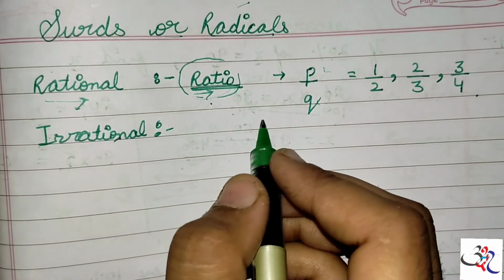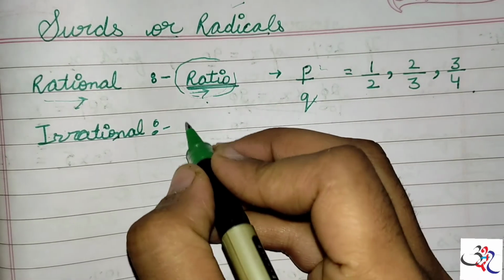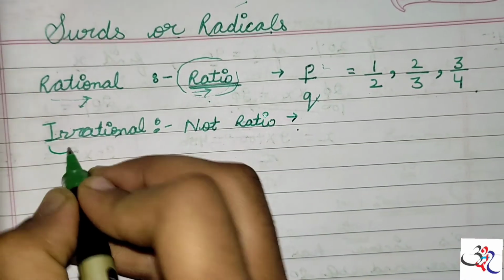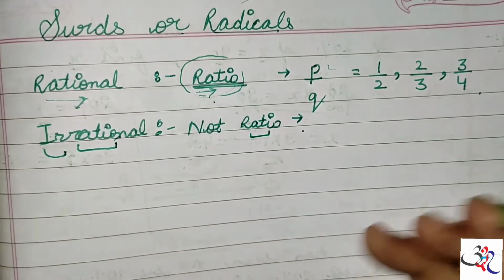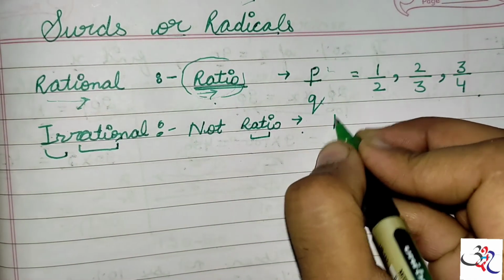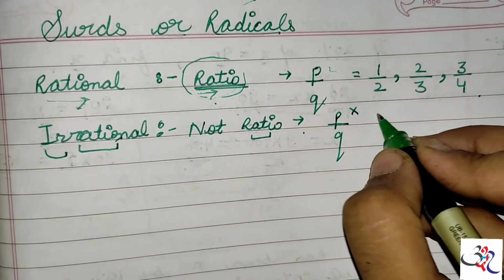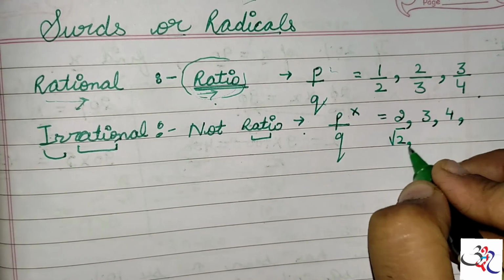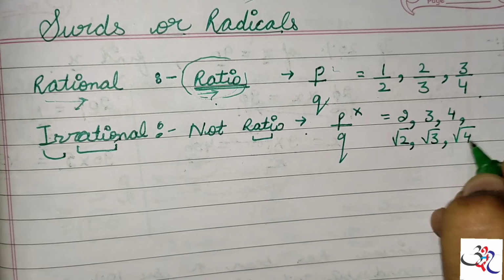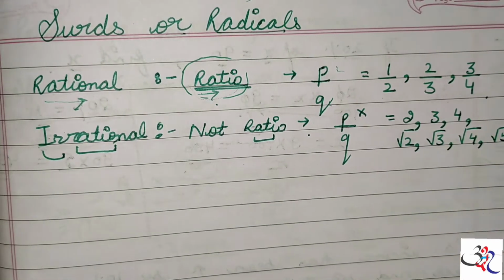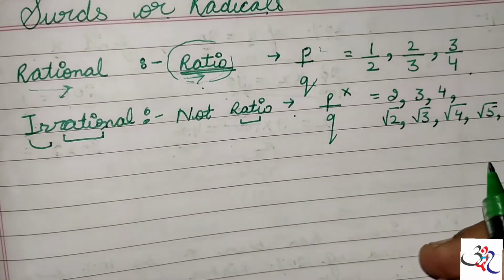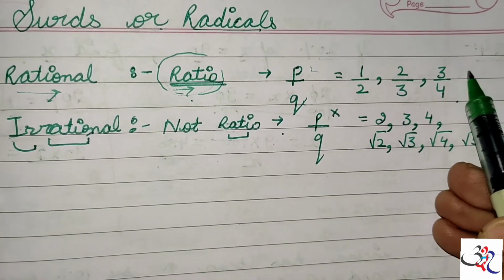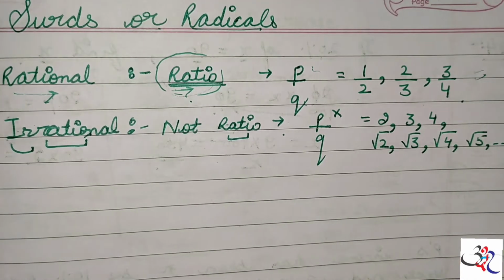And for the irrational numbers, what can be the examples? The numbers which are not in the form of a ratio are called irrational. Ir means not, and ratio means they are not in the form of ratios, so they cannot be represented in the form of p by q. For example, root 2, root 3, root 5, and so on. So the numbers which cannot be represented in the form of a ratio are called irrational numbers, and the numbers which can be represented in the form of a ratio are called rational numbers.